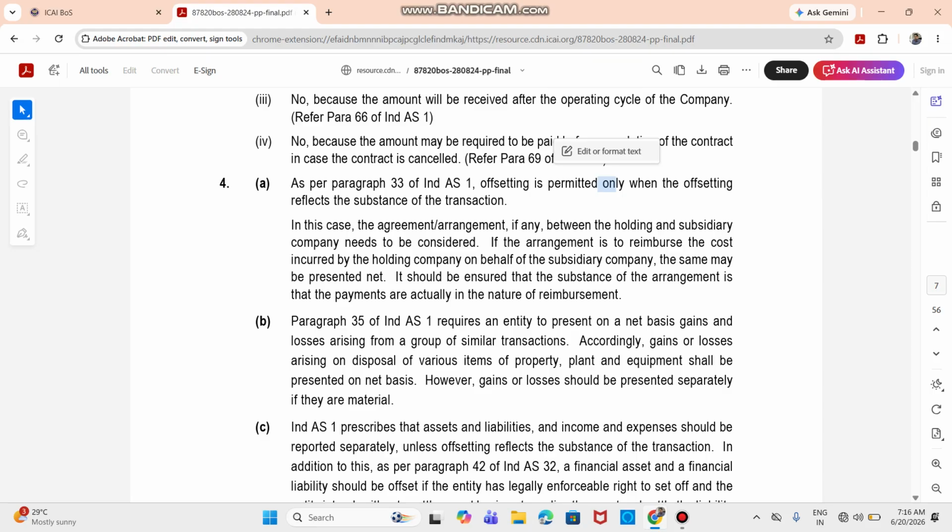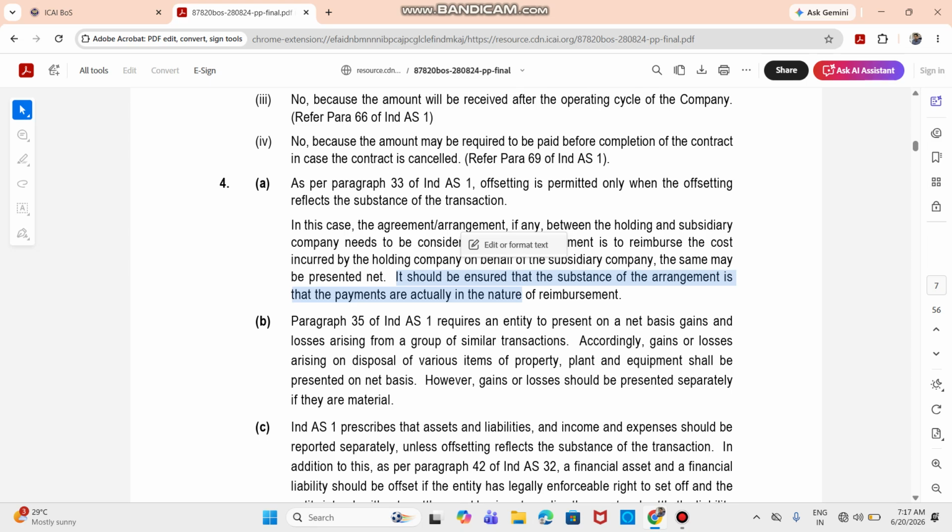In this case, the arrangement or agreement, if any, between the holding company and subsidiary needs to be considered. The arrangement is to reimburse the cost incurred by the holding company on behalf of the subsidiary. The same may be presented on a net basis. It should be ensured that the substance of the arrangement is that the payments are actually in the nature of reimbursement. That is very, very important. The last line, I repeat: the substance of the arrangement should be that the payments are actually in the nature of reimbursement.